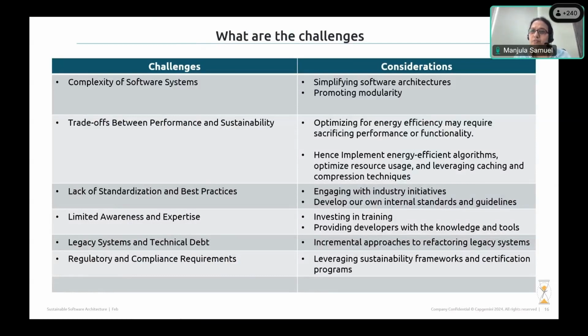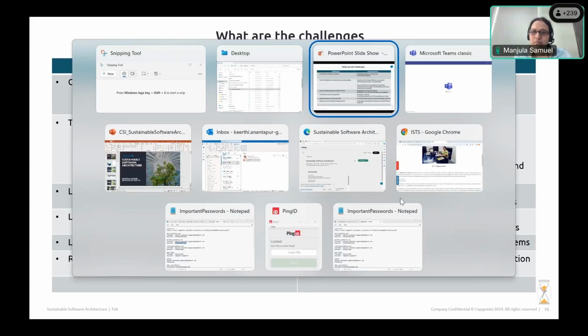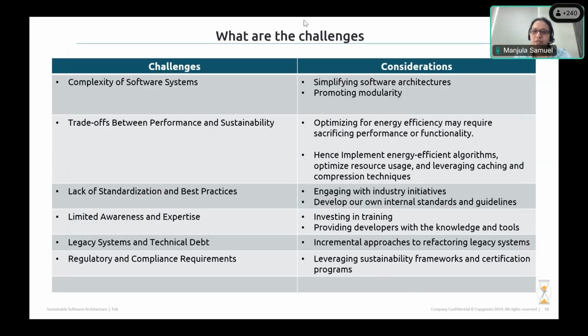So the first one is the complexity of software systems, where we know that some software systems are inherently complex, consisting of numerous interconnected components and layers. Balancing functionality, performance, and environmental considerations can be challenging. Simplifying the software architecture and promoting modularity can help manage complexity and facilitate the implementation. You break down the monolithic architecture into smaller, reusable components, and adopting microservices or a SOA-based approach can improve your flexibility and scalability while promoting resource efficiency.